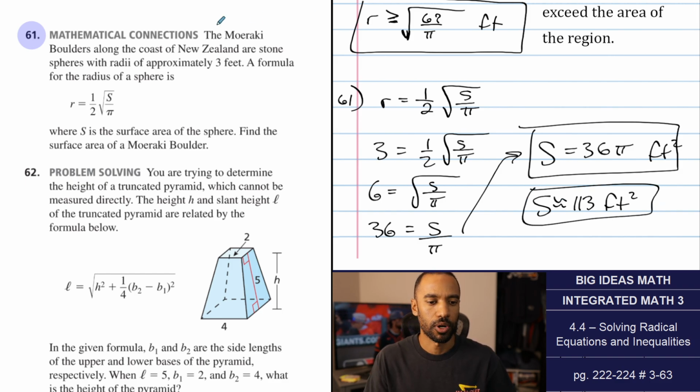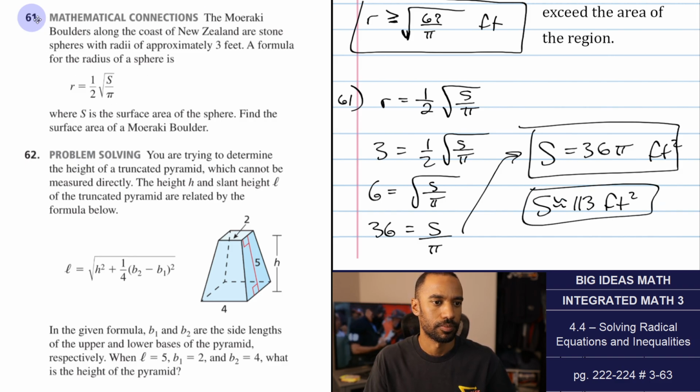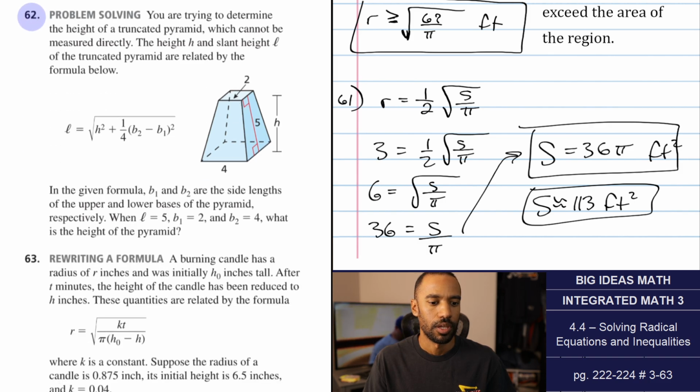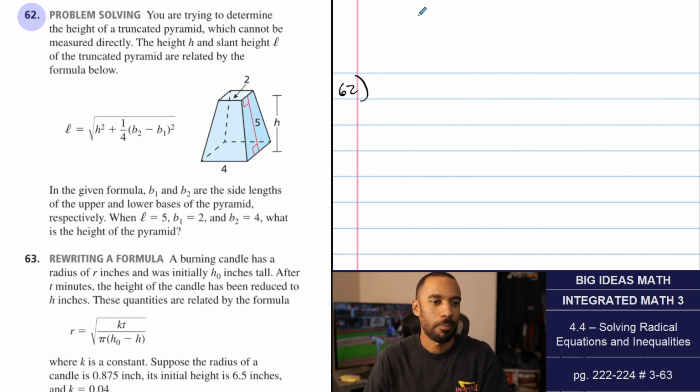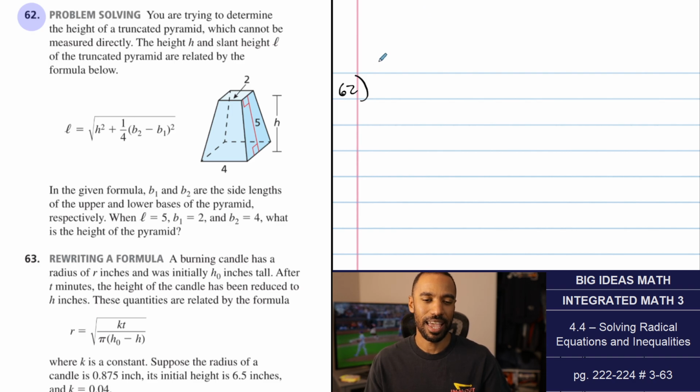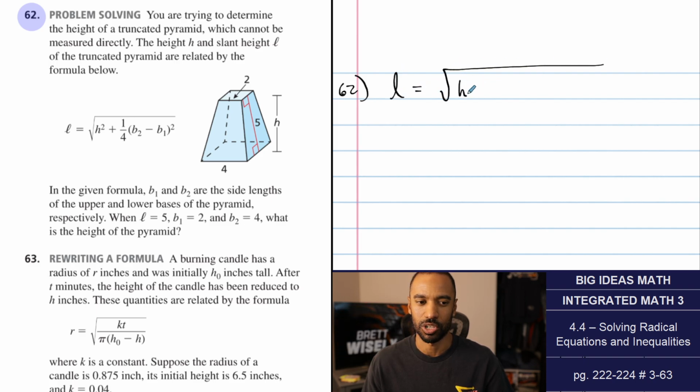All right. 2 more questions. Number 62. Problem solving. 62 and 63 just look like so much fun. Look at these formulas. You are trying to determine the height of a truncated pyramid. Oh, we had tricky ones where we had to come up with a formula for its volume or something, which cannot be measured directly. The height h and slant height L of the truncated pyramid are related by the formula below. Whatever the height is, you can find slant height based off all this stuff. That's crazy.